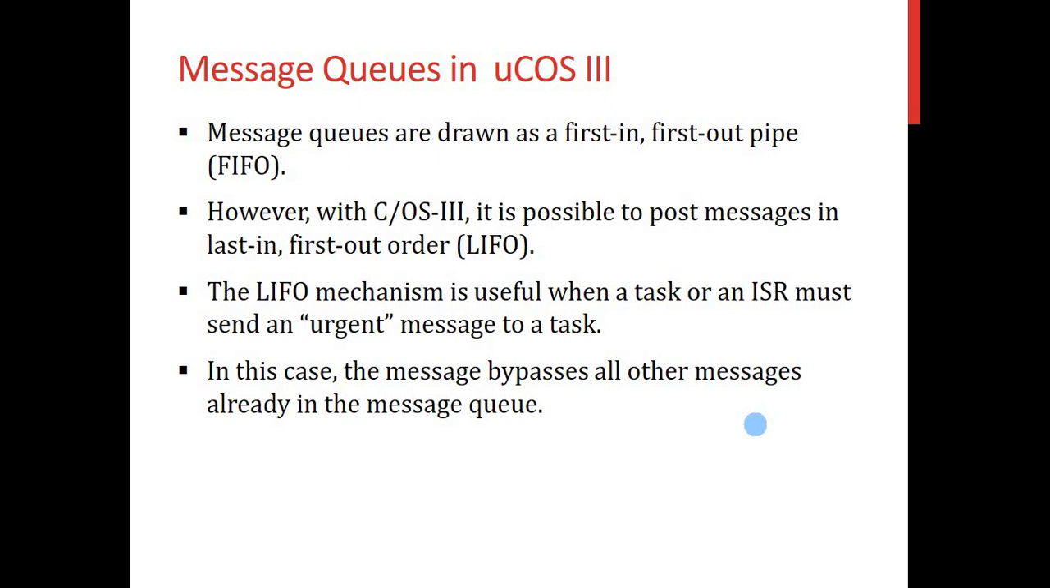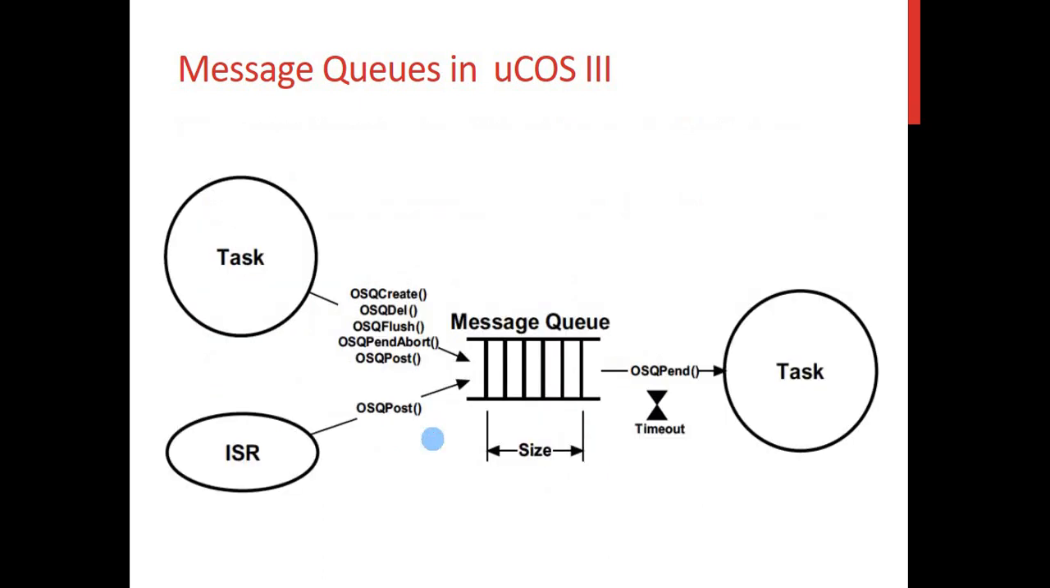In message queues, basically you can post messages to a queue and you can read. So the whole idea is you first create a message queue and then you can post to it and you can read from it. So that is the whole idea over here. A task or ISR, both of them can post messages to a message queue, and a task can also read from it.